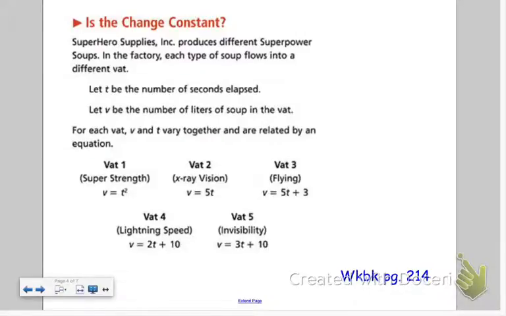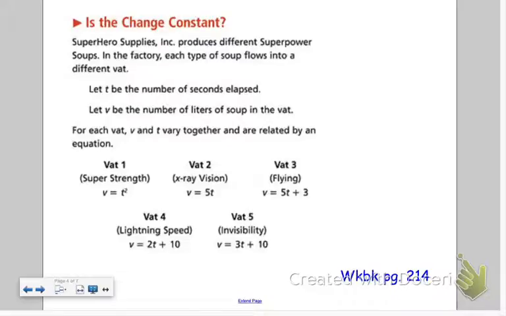Let T be the number of seconds elapsed. Let V be the number of liters of soup in the vat. So again, we're labeling our variables, we're including units of measure. T is for time, in this case in seconds. V is for the number of liters of soup that are in the vat. So for each vat, V and T vary together, and they're related by an equation. So remember, varying together means as one thing changes, it's going to affect the other.